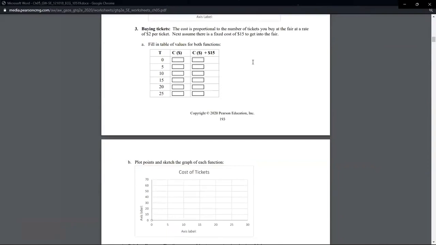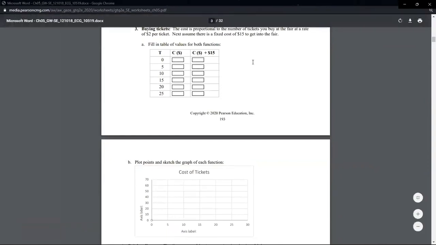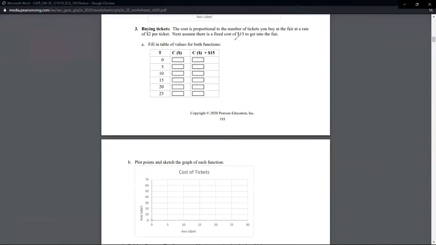So fill in the table of values. This is just the number of tickets. Let's go back to blue. Blue, please, thank you. So this is just the cost for your tickets. This is your total cost. If you buy 0 tickets, you're not going to pay any money for tickets. If you buy 5 tickets, they cost $2 each. So the first one costs you 2, the second one 2, 2, 2, 2. That would be $10.